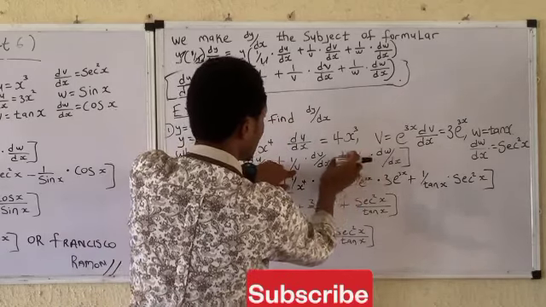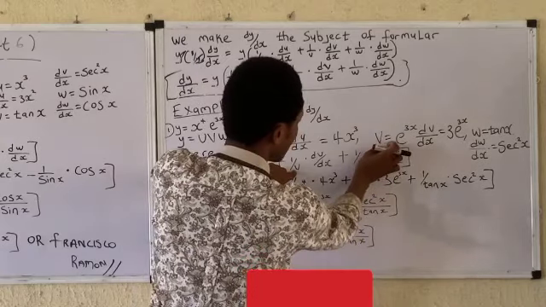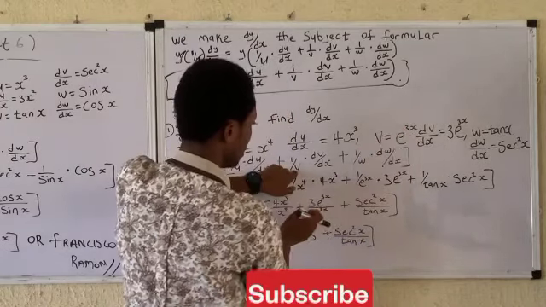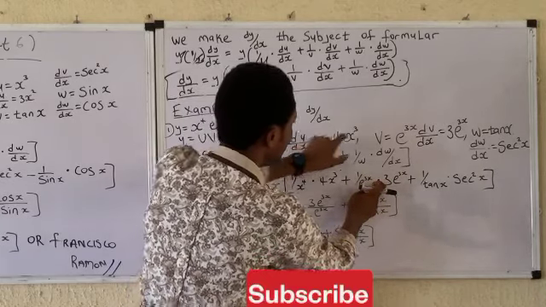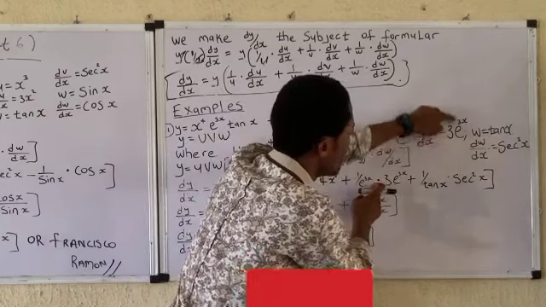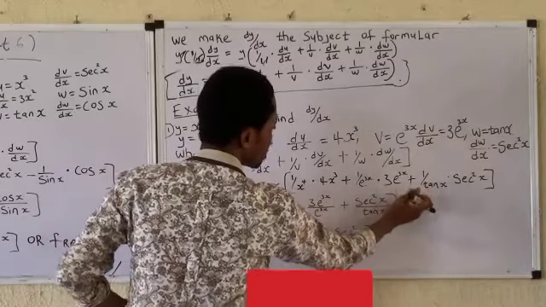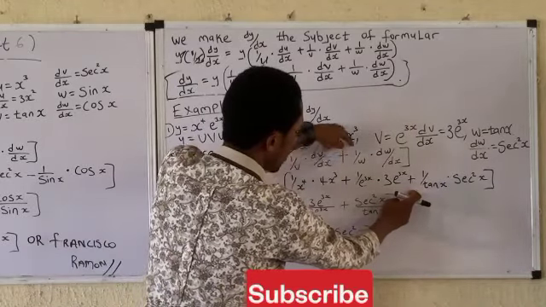Our v here is exponential to the power of 3x, times our dv dx. Our dv dx is 3 exponential 3x, 3 exponential to the power of 3x, plus now 1 all over w.